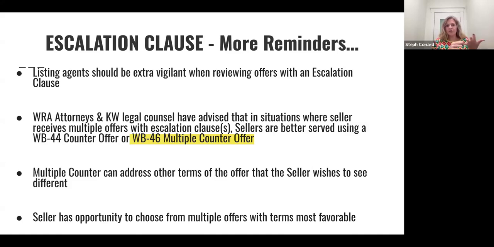The multiple counter can address other terms of the offer that the seller wishes to see different. And then the seller has the opportunity to choose from multiple offers with terms most favorable.